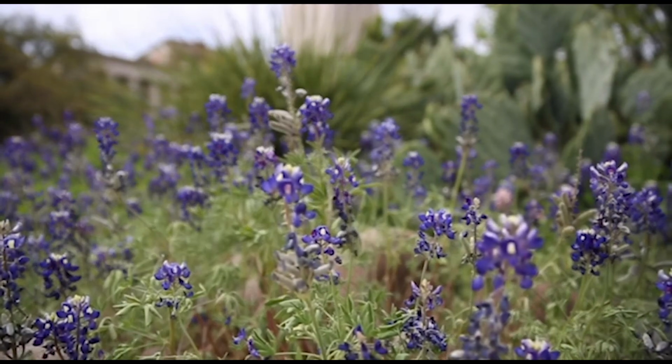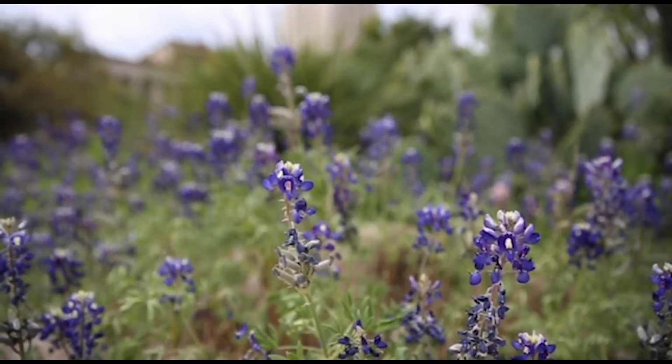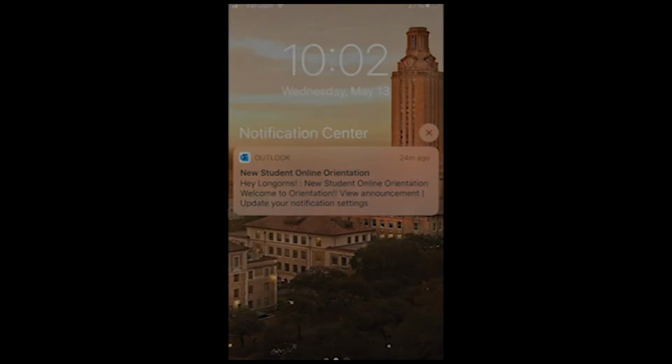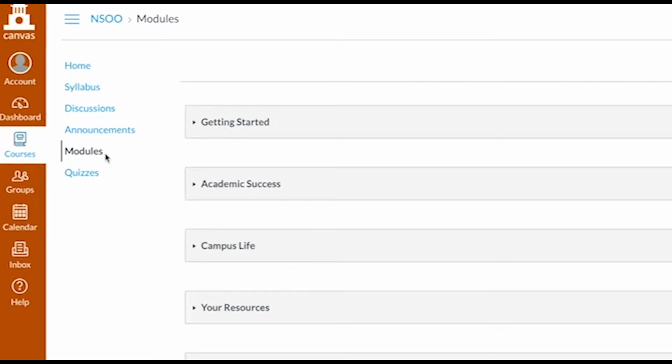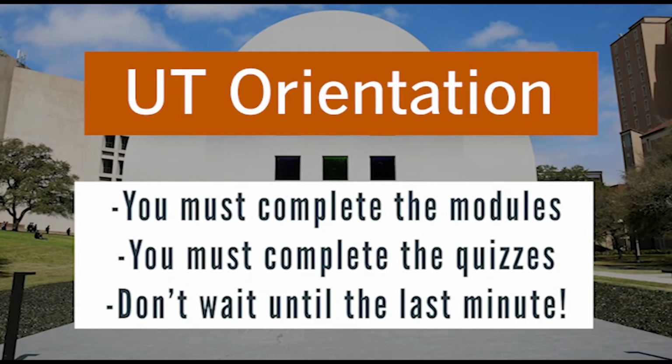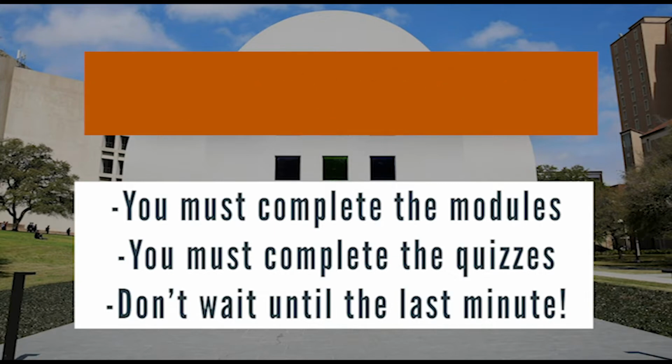Now, let's see what some of your orientation will look like. First, we'll review the Canvas modules. Six days prior to your virtual orientation experience, you will gain access to a Canvas course that contains your orientation modules. You must complete the modules and the associated quizzes in order to participate fully in orientation. It may take some time to complete the entire course, so don't wait until the last day.